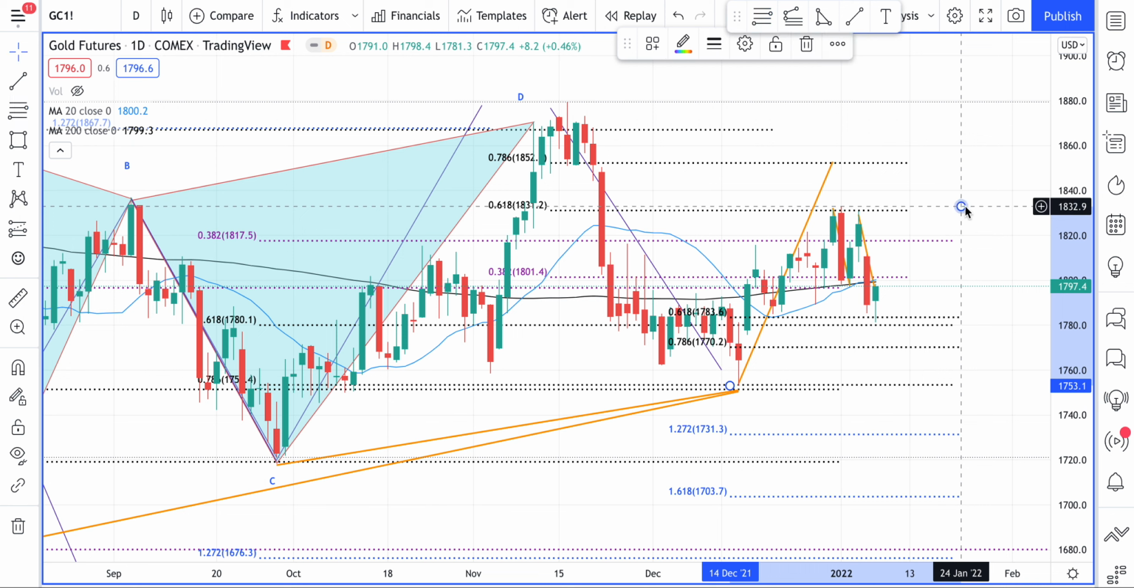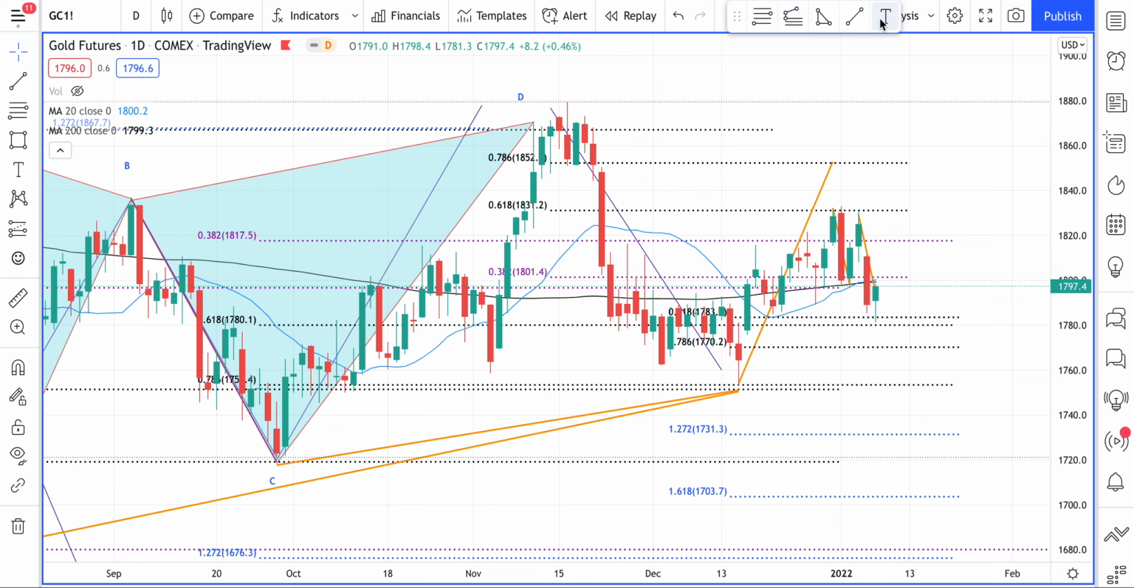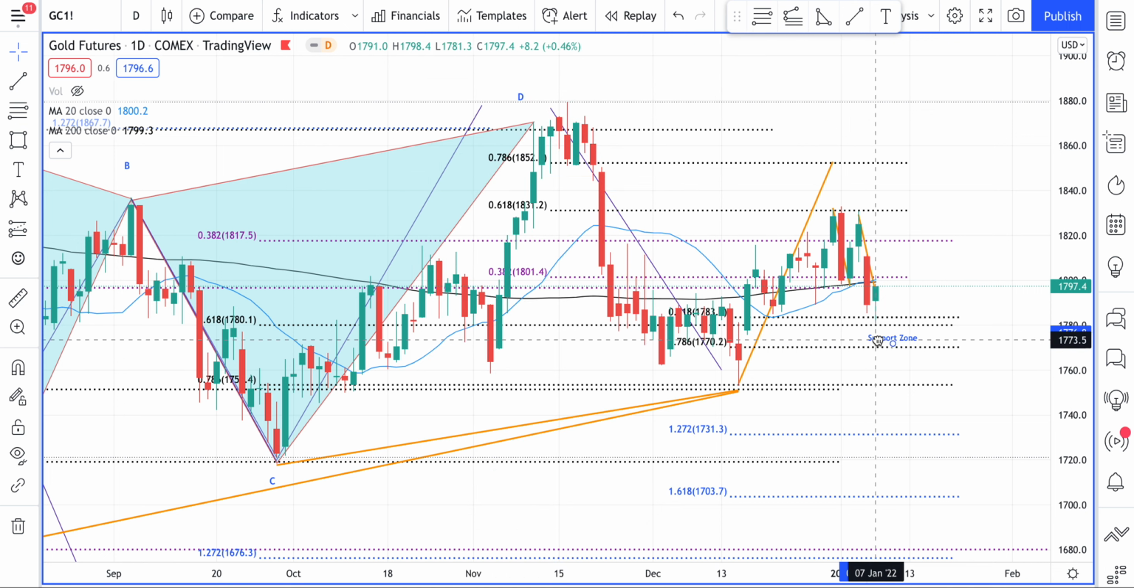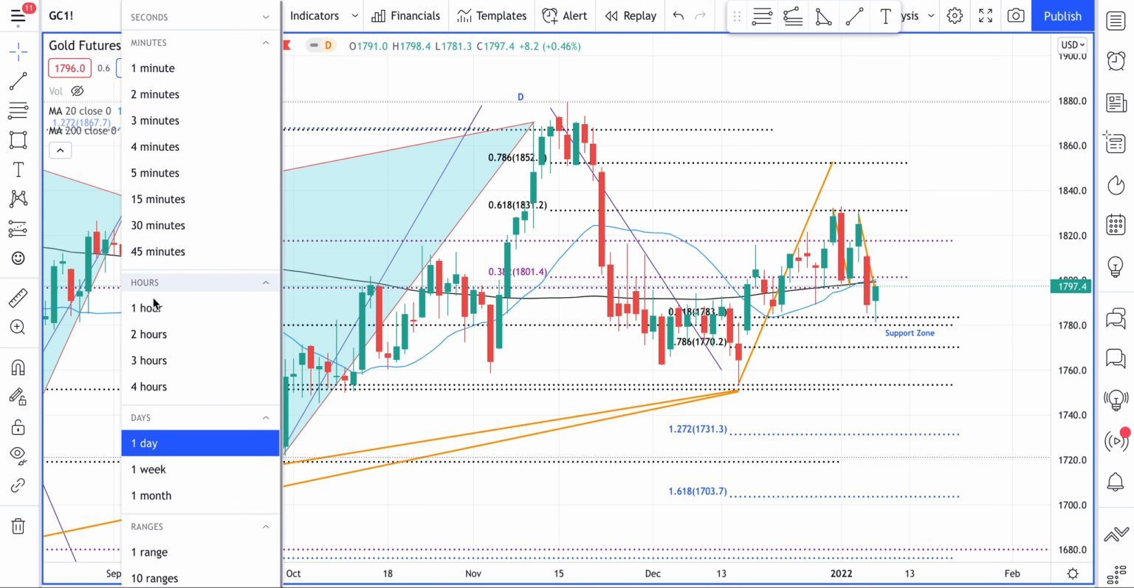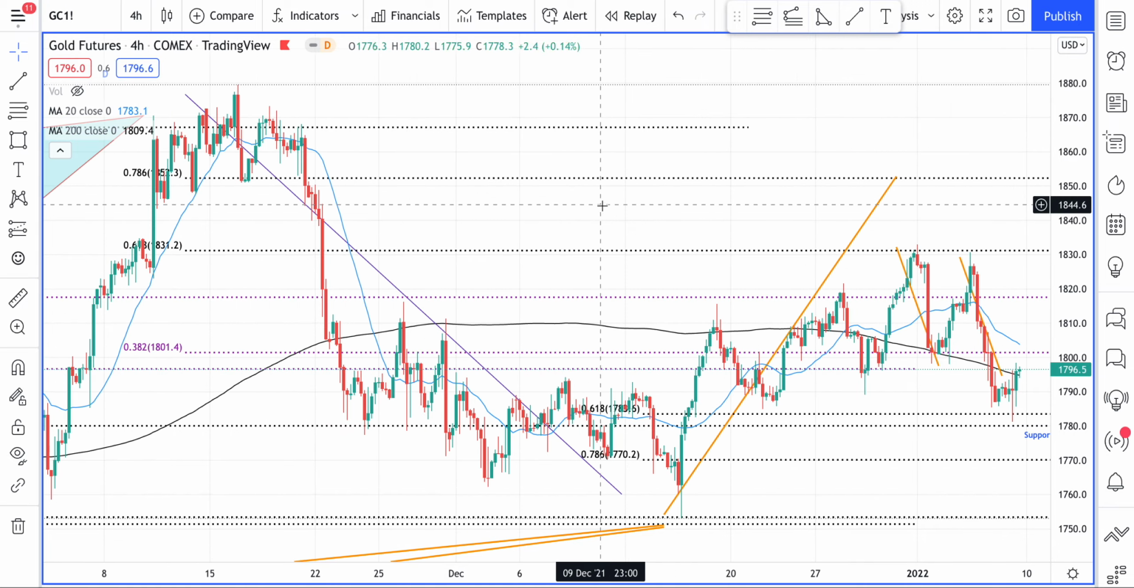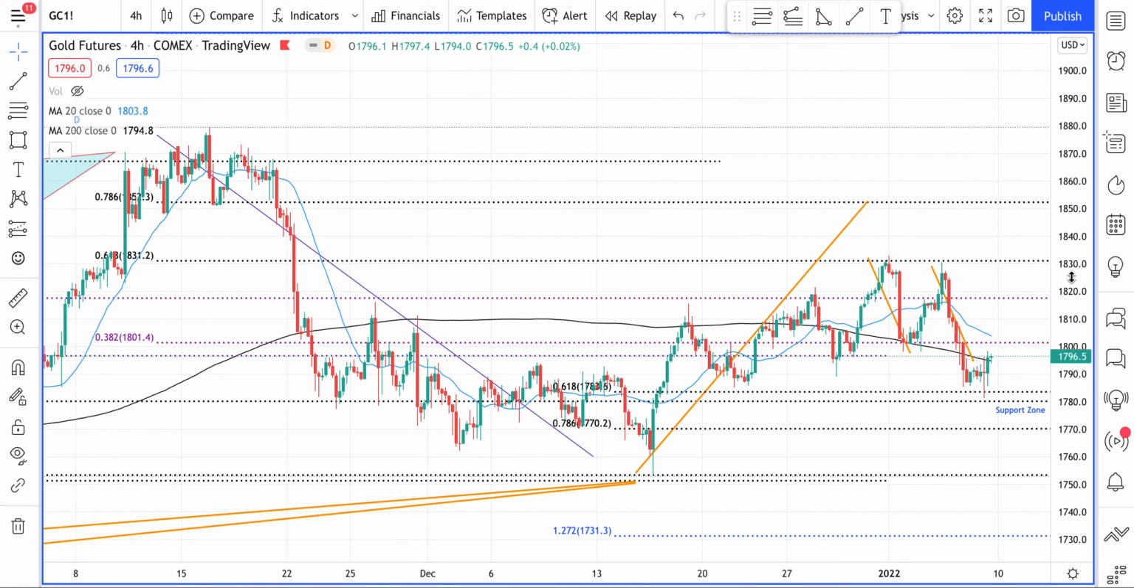gold moved lower, and then it touched the 61.8% retracement at 1783, and then it closed higher. So there is a possibility that what we have here is the support zone between these two levels. So maybe gold could perhaps make another attempt lower and reach around the 70 level, which is the 78.6% retracement, and that would be a point of interest to take a look at the gold from the long side.